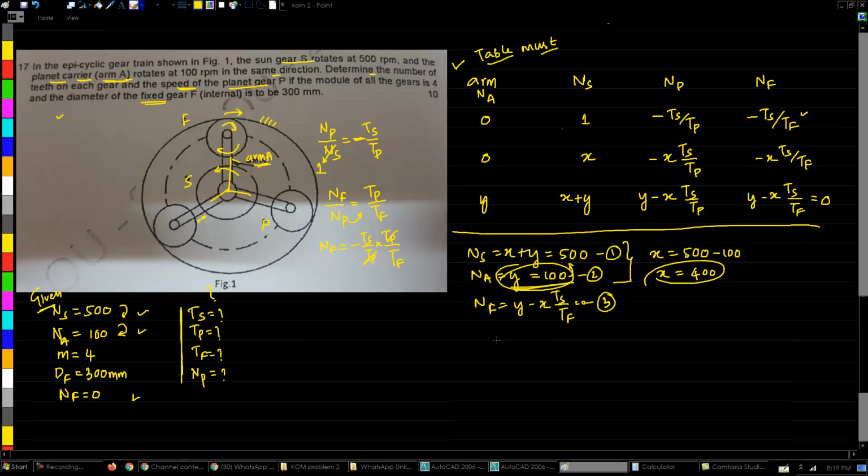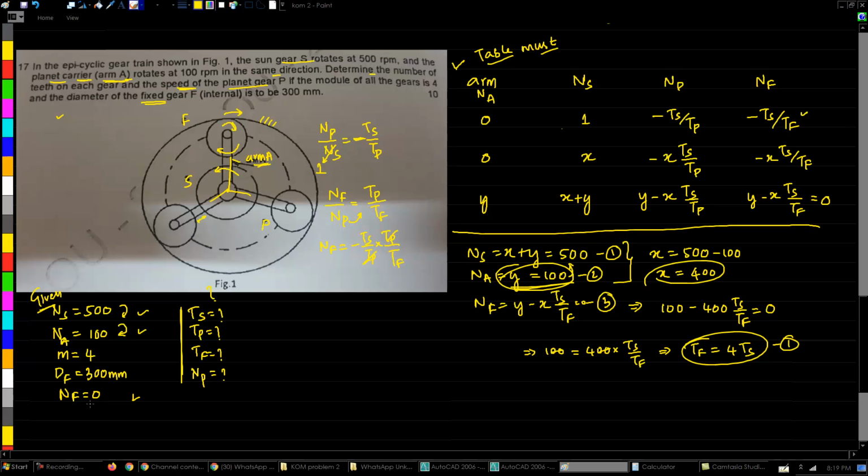So x, y, and NF, all let us substitute here. So we get y value, that is 100, minus x value, that is 400, times ts upon tf, both values not known, is equal to 0. Now we can take this equation further and get a relation between ts and tf. So 100 will be equal to 400 times ts upon tf. So the two zeros will cancel out, and we get tf equals 4 times ts. So this is a very important relation.